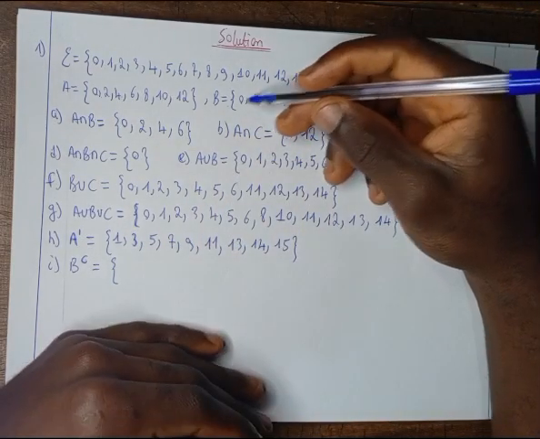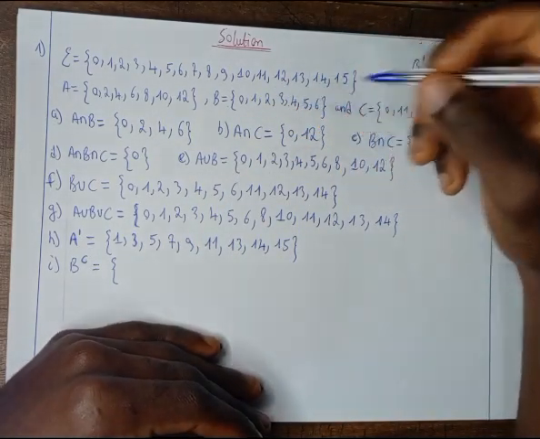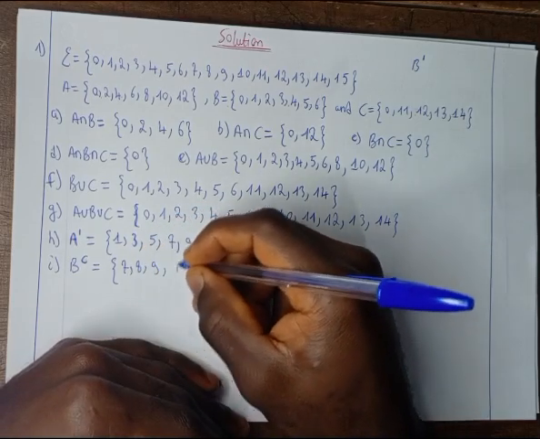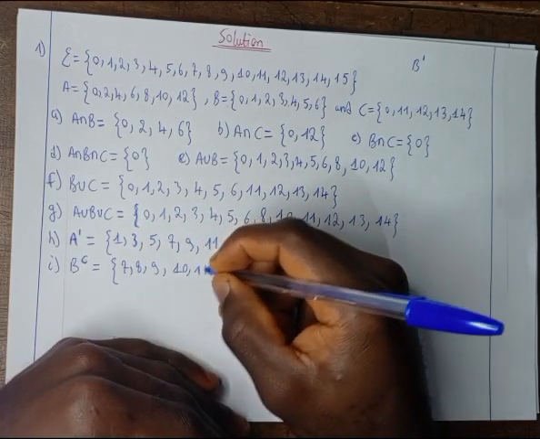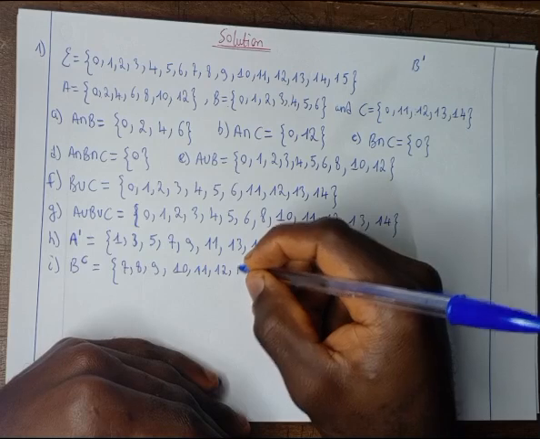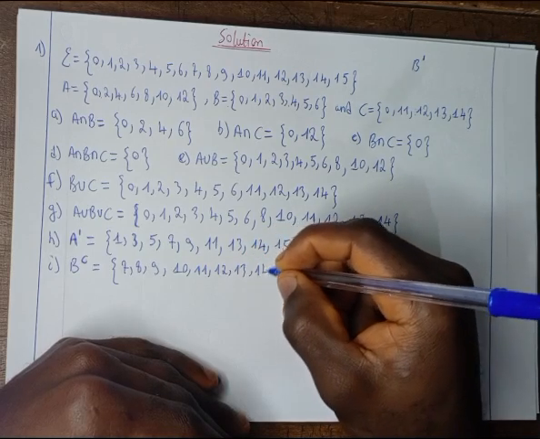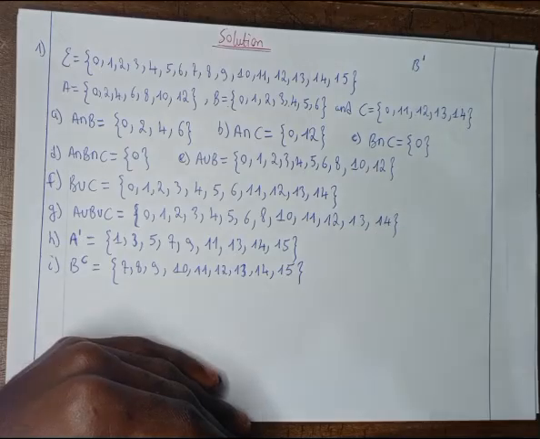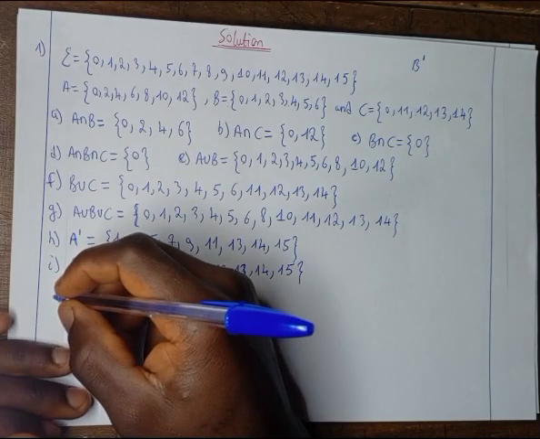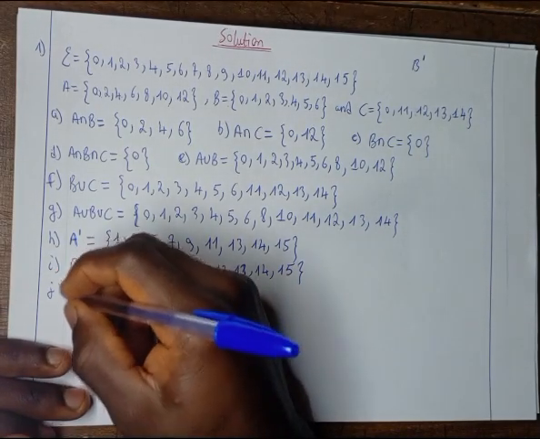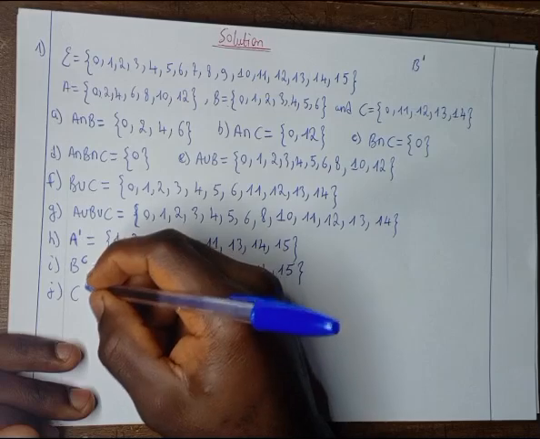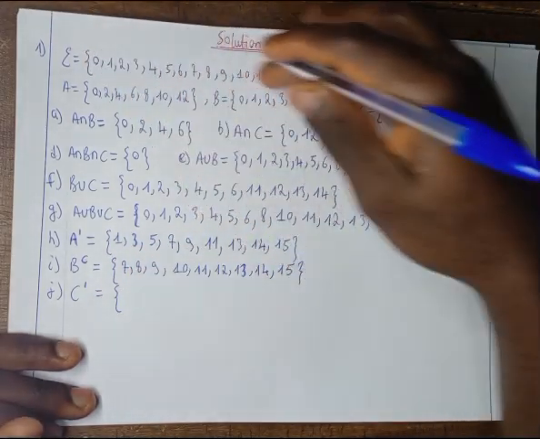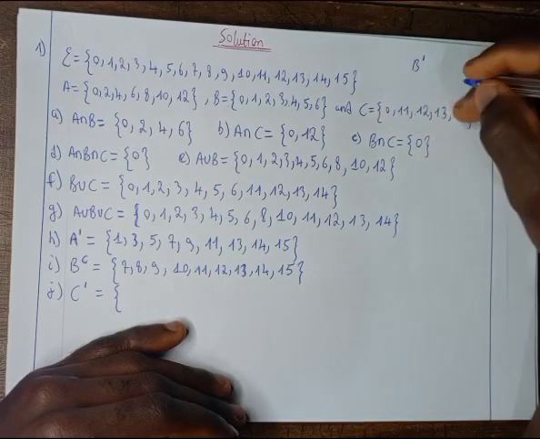So we have 0, 1, 2, 3, 4, 5, 6. We have to start from 7, 8, 9, 10, 11, 12, 13, 14. We end at 15. We go now to J. We have to write C complement. That is the elements of the universal set which are not found in the set C.